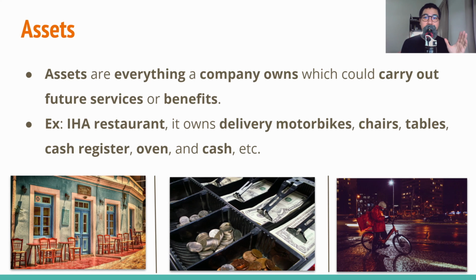As we have been talking so far, in a nutshell, assets are everything a business owns which could carry out future services or benefits. For instance, if you are an owner of a pizza restaurant, your restaurant will own the delivery motorbikes for delivering pizzas to customers, tables and chairs to serve people who want to eat at your restaurant, cash for trading, and an oven for roasting pizzas. So mostly, all of those assets will carry out future services or benefits for the restaurant, and that is all.